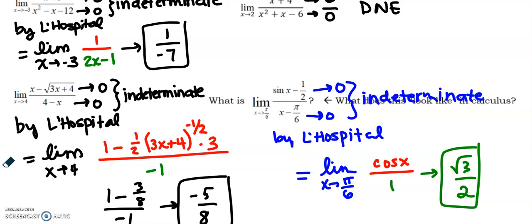The 0 over 0, showing them that the limits, right? This can't ever be equal to 0 over 0. We've never written equals. We've just said that this is indeterminate. It's going to 0 over 0.